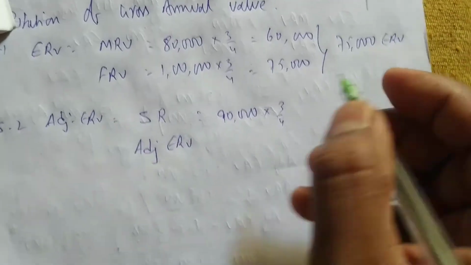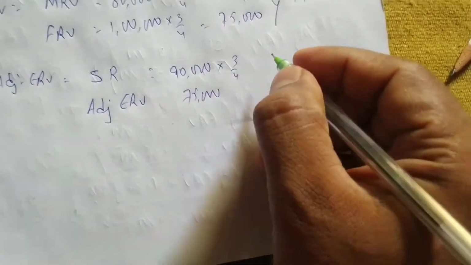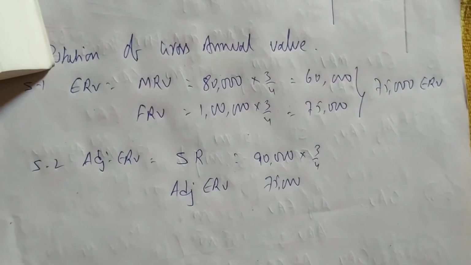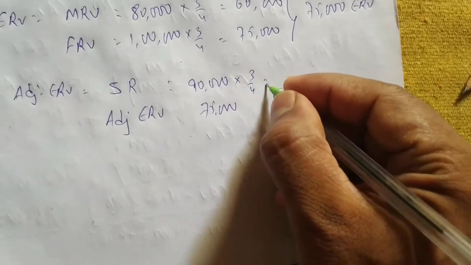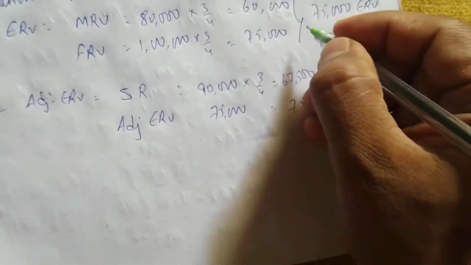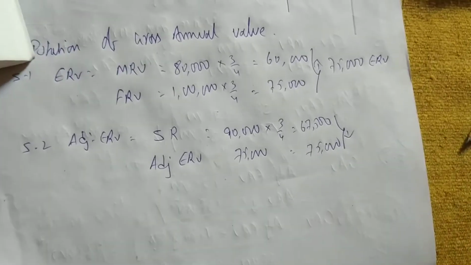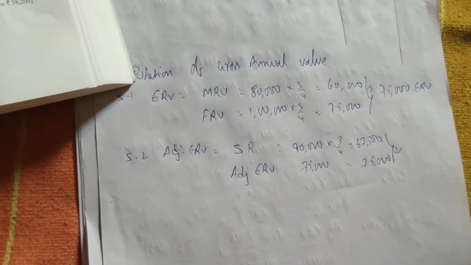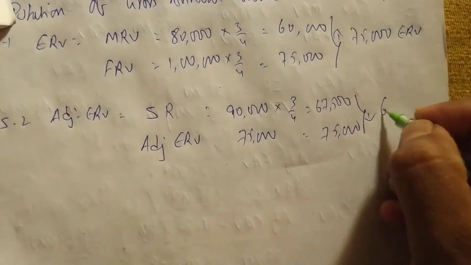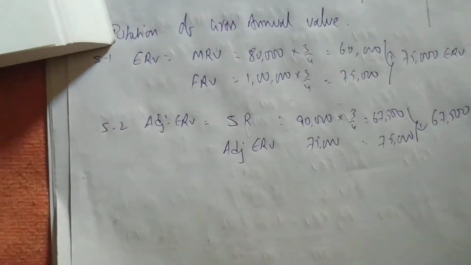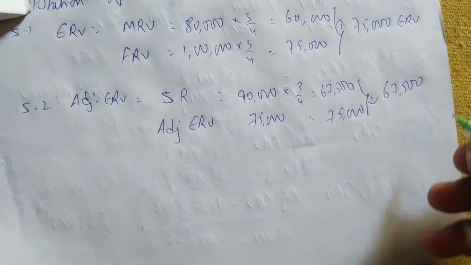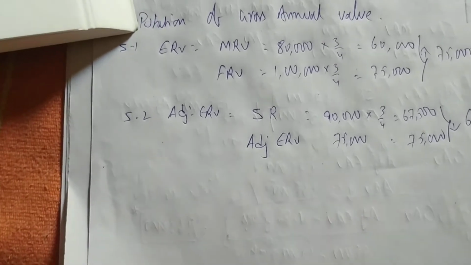This is already 3/4. So directly write 75,000. So 90,000 into 3/4, if we do, we get 67,500. So this is highest and this is low. So this is how much? 67,500 is adjusted ERV. We got adjusted ERV 67,500.